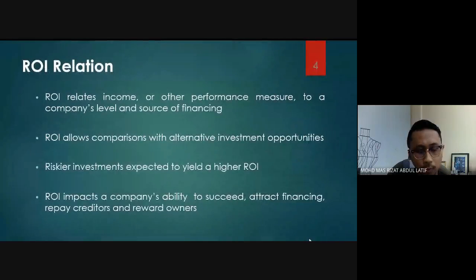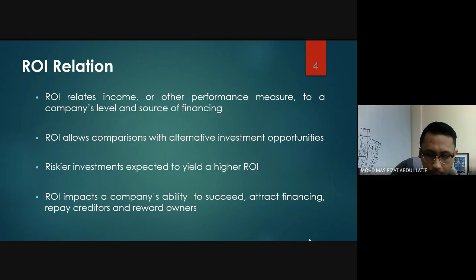Okay, so it's about ROI relation. Now let's go to the next line there. It allows us to compare companies on their success in invested capital. It also allows us to assess the company's return relative to its capital investment risk and compare the return on invested capital to returns of alternative investment.